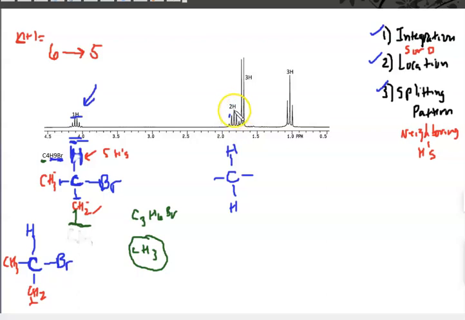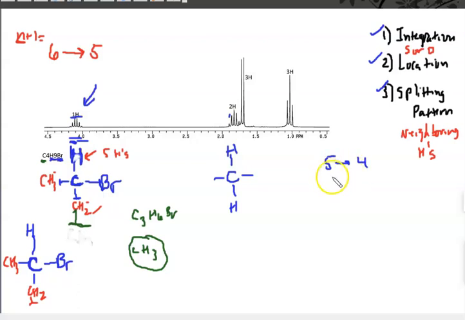I then look at the splitting pattern, and I have 1, 2, 3, 4, 5. All right, I've got a pentet. I've got 5. That means there are 4 hydrogens next door to it. Remember, it's always one less. All right, 4 next to it.